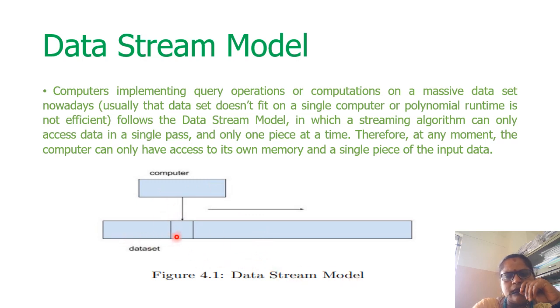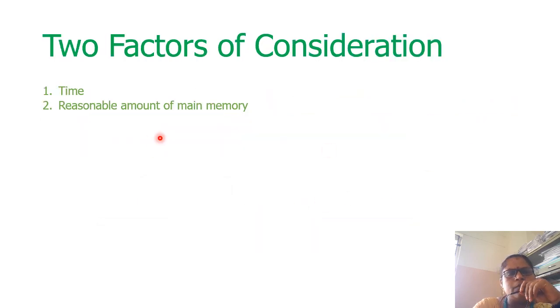This is an ever entering or ever growing data set. It keeps on coming in. A computer at any point of time will be focusing only on a part of the entire data. Once this is over, it will go to the next part. So that's the meaning of this array. So two factors of consideration are time and the amount of main memory.